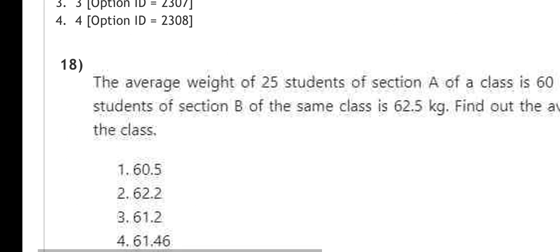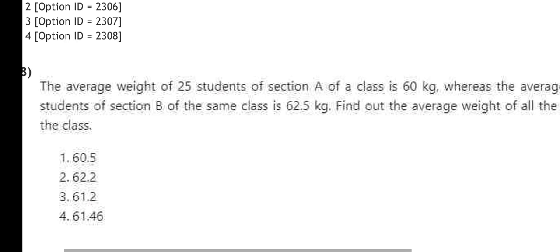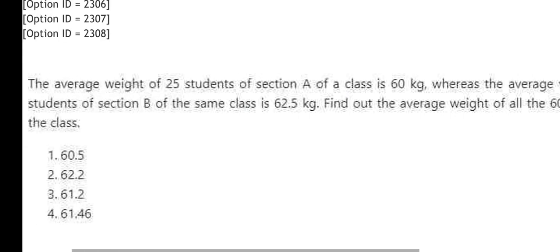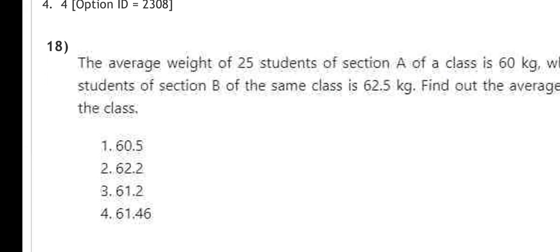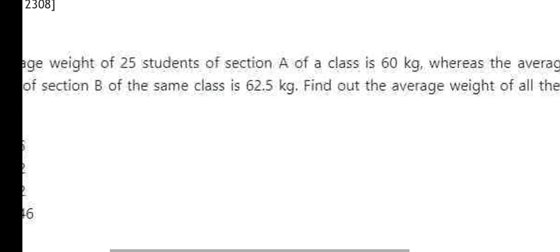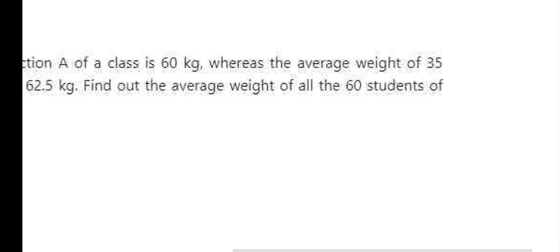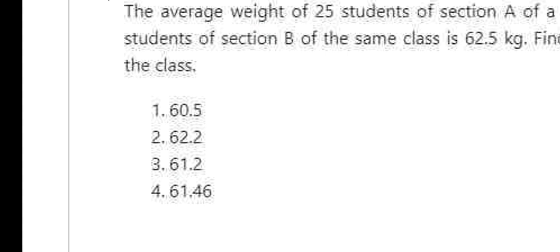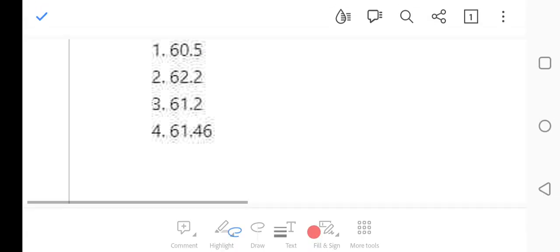Next is saying the average weight of 25 students of section A of a class is 60 kg, whereas the average weight of 35 students of section B of the same class is 62.5 kg. Find out the average weight of all the 60 students of the class. You can do it through pen and paper mode, so please do it. These are the options. I will only tell you the answer: 60.5, 62.2, 61.2, 61.46. So it will be 61.46. That will be number 4.